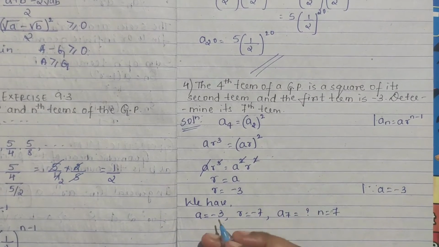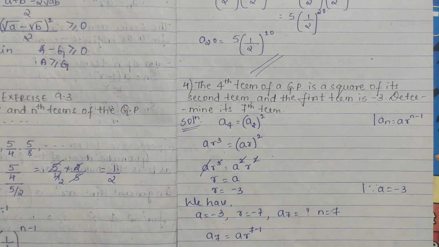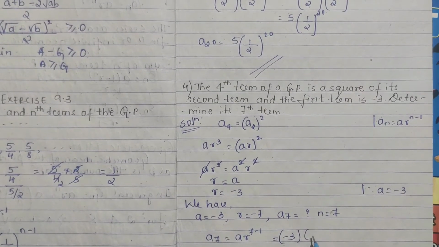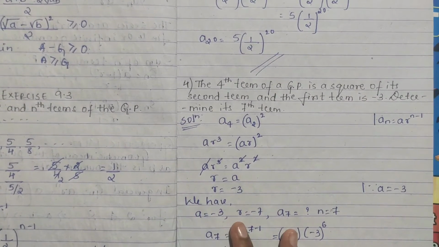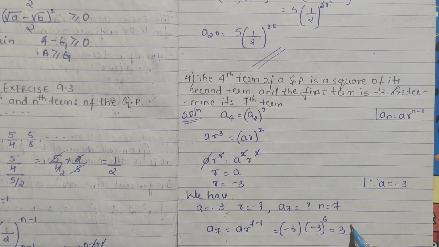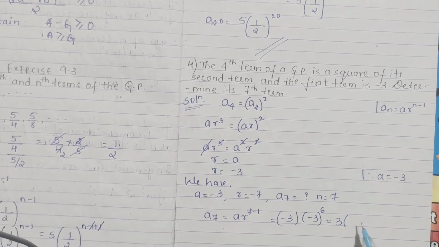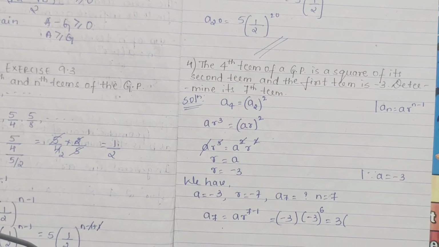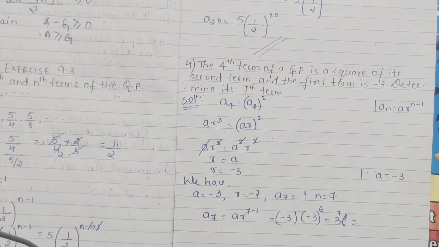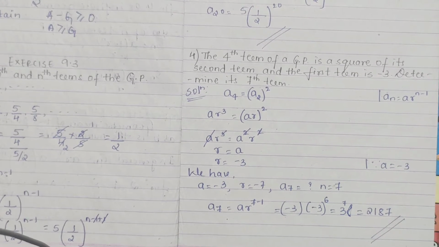Everything we have got. Now we will find out A7, that is A R raised to 7 minus 1. A is -3, R is -3, 7 minus 1 is 6. Minus into minus becomes plus. So here 3 multiplied by 3 raised to 6. Either you can do it with the same base 3, 6 plus 1 is 7, 3 raised to 7, or separately 3 raised to 6 and multiply by 3. You can do it in such a way also. So the answer is 2187. I hope this is clear for you.